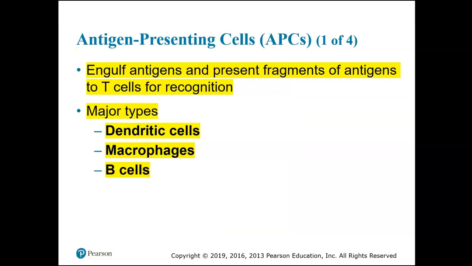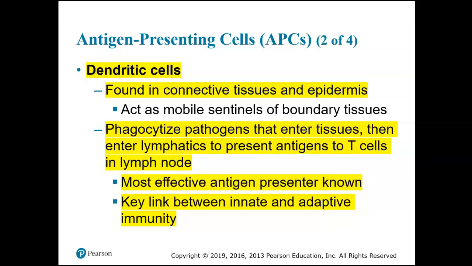Okay, so antigen-presenting cells are the third type of cell that we're going to talk about, and APCs engulf antigens and present those antigens to T cells for recognition. The three major types of APCs are dendritic cells, which you find in the lower layer of your skin, macrophages, and B cells. So all of these can engulf antigens and then present fragments of those antigens on their surface to T cells, so the T cells can recognize those antigens.